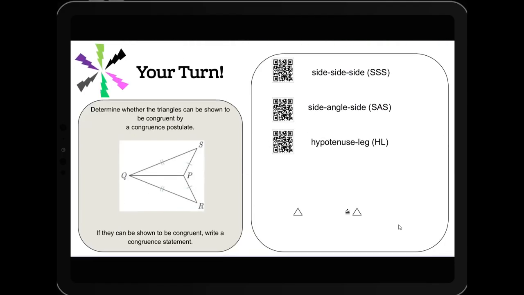So I would pause the video momentarily and see if you can come up with the reason why they're congruent, and then also what is the congruent statement that you would write.